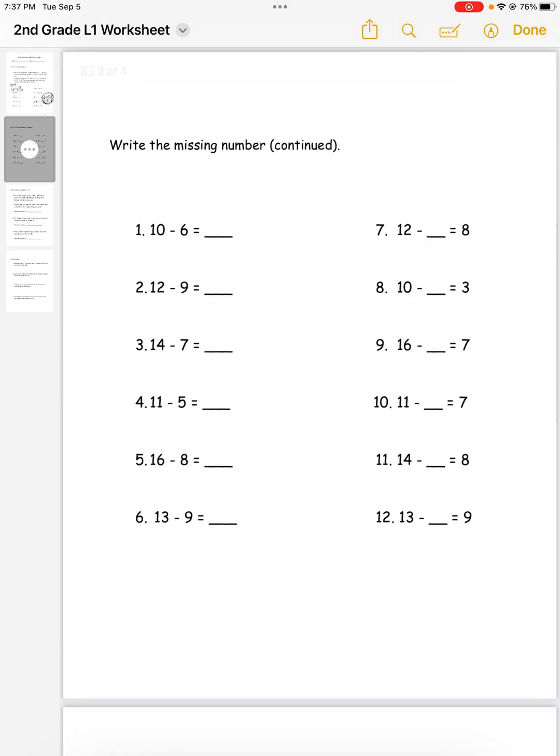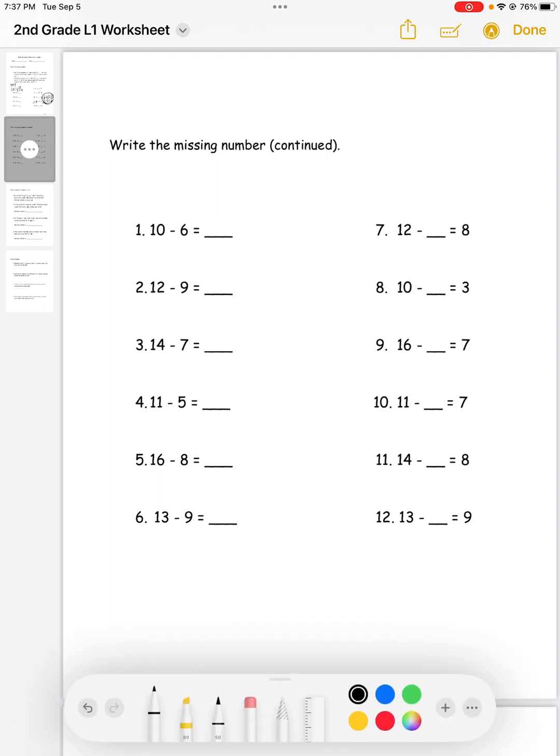Next, let's do page 2. So page 2 says write the missing number, continued. So let's do number 1 again. Actually, let's do number 3, sorry. So it's asking us what 14 minus 7 is. And 14 minus 7 is 7. And let's check our answer by just adding 7 with 7. That equals 14, because they're in the same fact family.